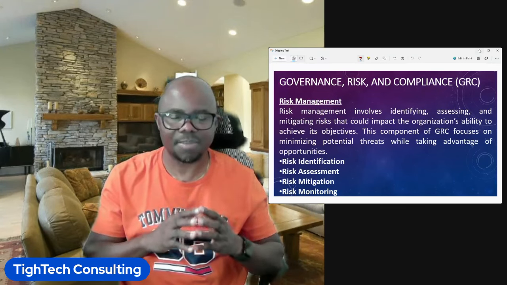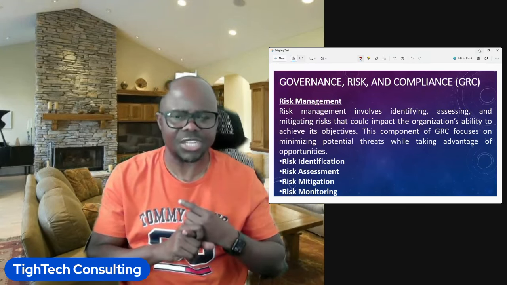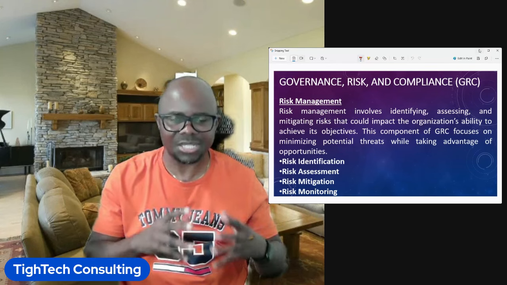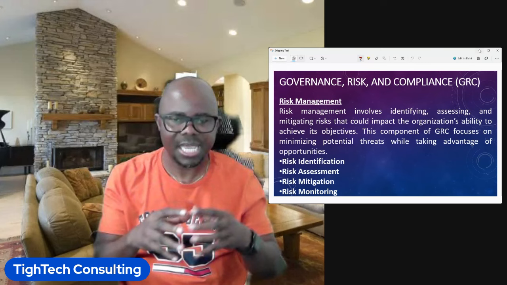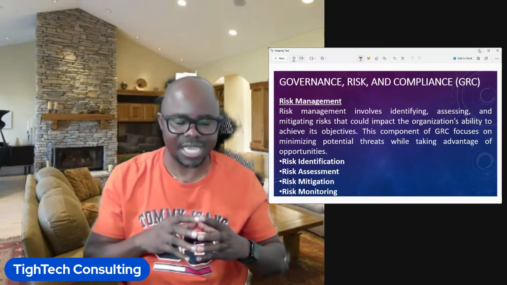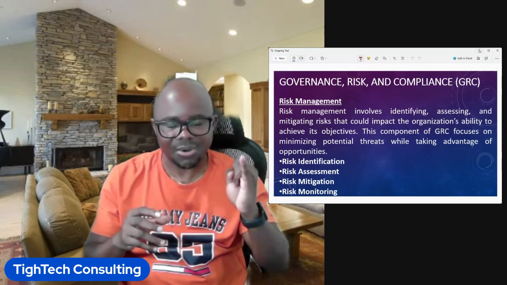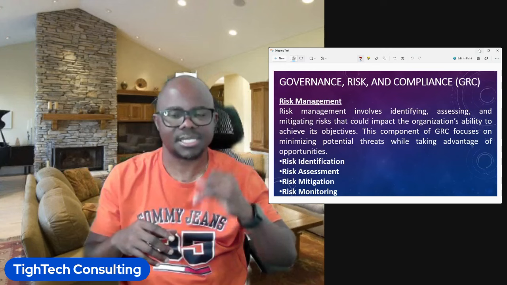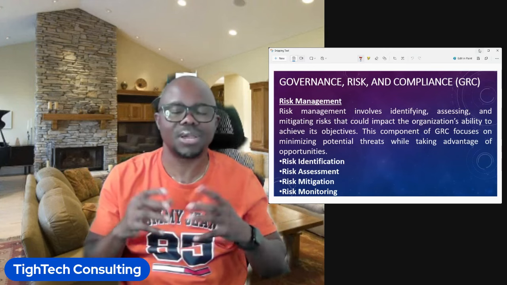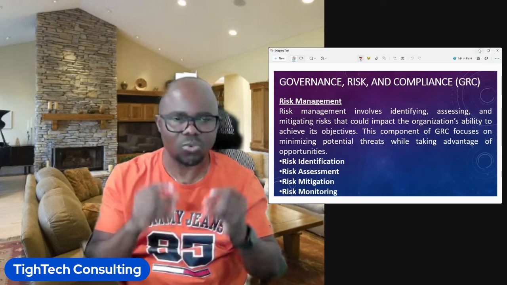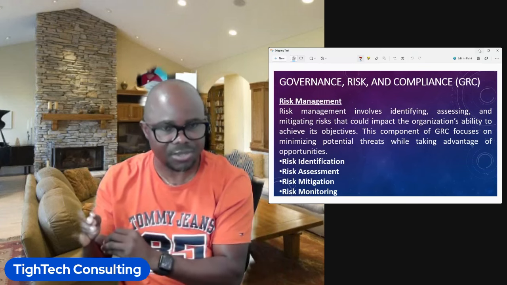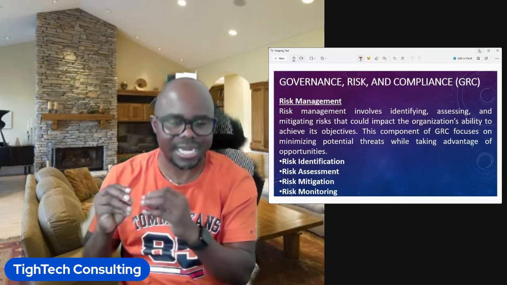One, risk identification. So what is risk identification? It means that you recognize potential risk that will affect an organization, such as financial risk, operational risk, cybersecurity threats, and regulatory changes. So this is what we call risk identification. Risk has to be identified.